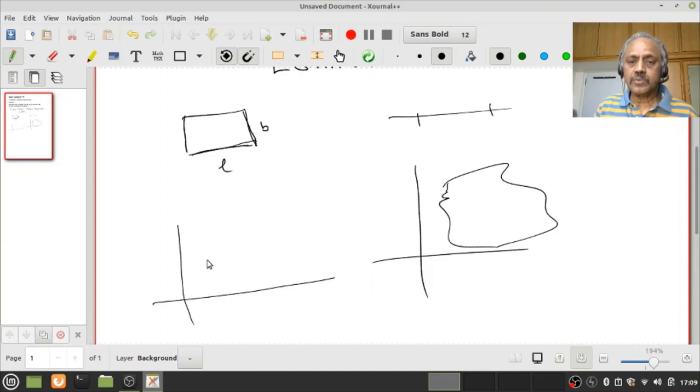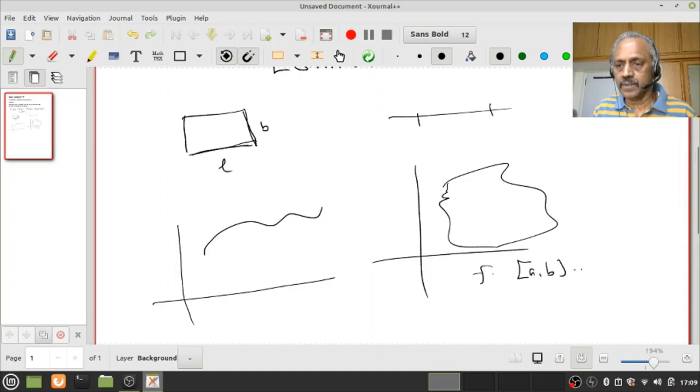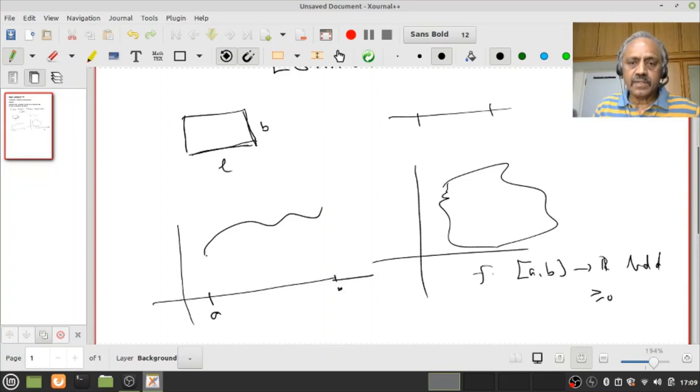To start with, let me assume there is a function f from [a, b] to R. Let us assume it's bounded and also non-negative. This is my a, this is my b. Then let us look at this kind of area which is bounded by x equal to a, x equal to b, y equal to 0, and y equal to f(x). So this is the area we want to find.